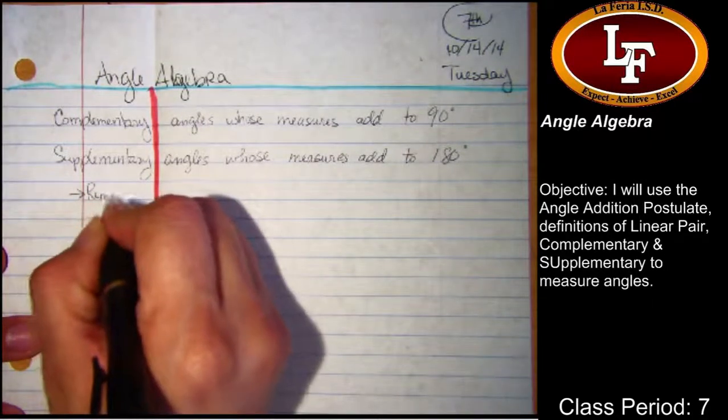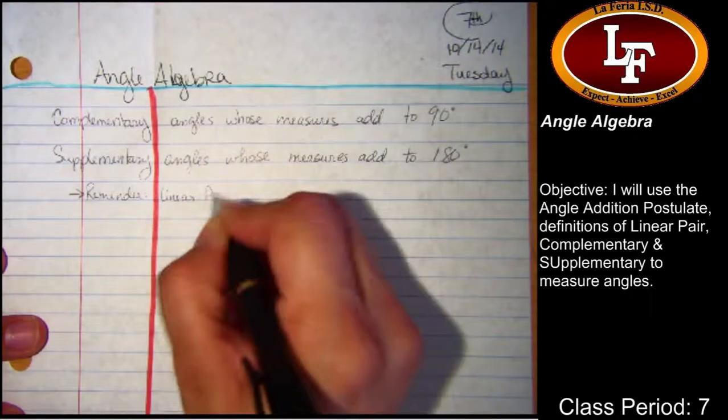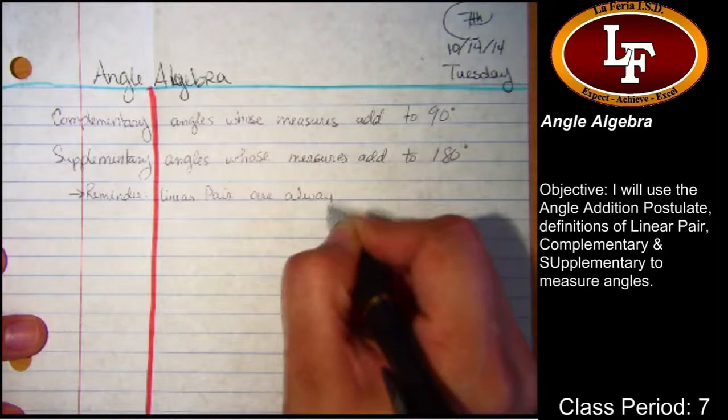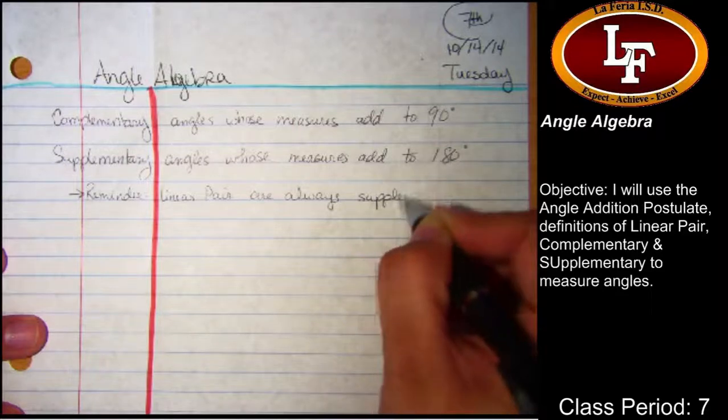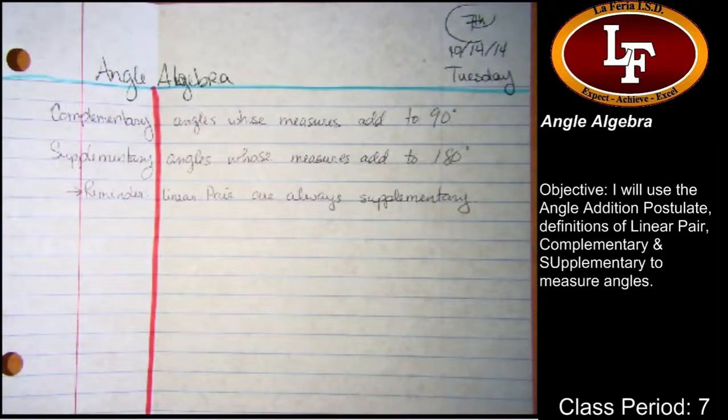The last one is a reminder. Please remember that when you see the word linear pair, linear pairs are always supplementary. Always. Okay, give me a thumbs up when you're done copying those.